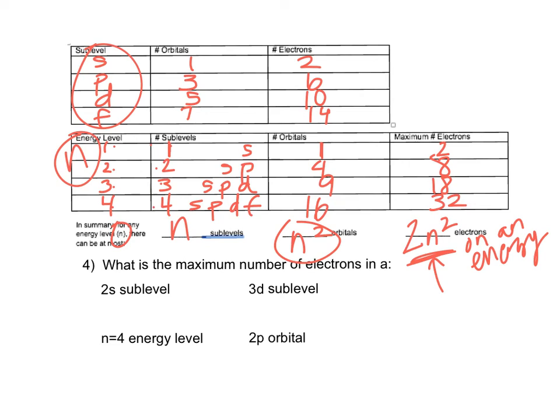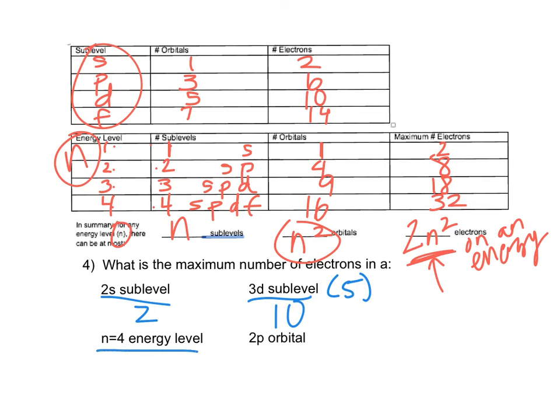All right, so let's try some of these questions. What is the maximum number of electrons in a 2s sublevel? Well, there's only one orbital on an s sublevel, and it's a sphere, and it only holds 2 electrons. So going across, in a 3d sublevel, ooh, how many orbitals are in the d's? 5. So what's my total number of electrons? 10.